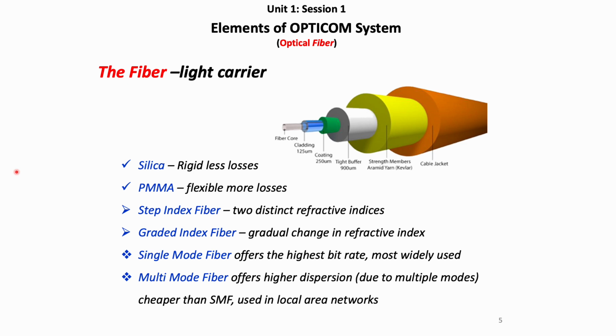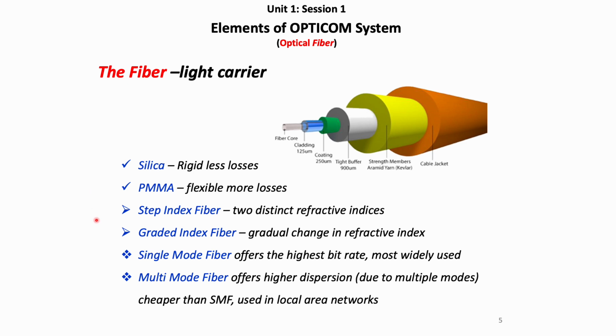Okay, here they have mentioned silica and PMMA, which stands for polymethyl methacrylate. These two materials, along with glasses, are mostly used for the manufacturing of the fibers.